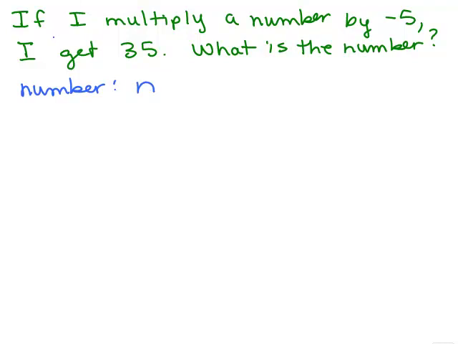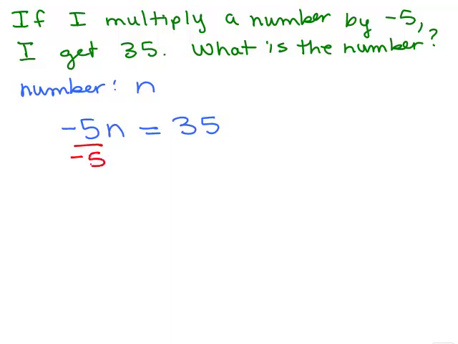All right, it says if I multiply a number by -5, so that means I have to multiply n times -5, which we usually write as -5 times n. -5n means -5 times n. It would look funny if you wrote n with a -5 next to it. It might look like n minus 5, which is not the same as multiplying those two together. So -5n, and what do you get? You get 35.